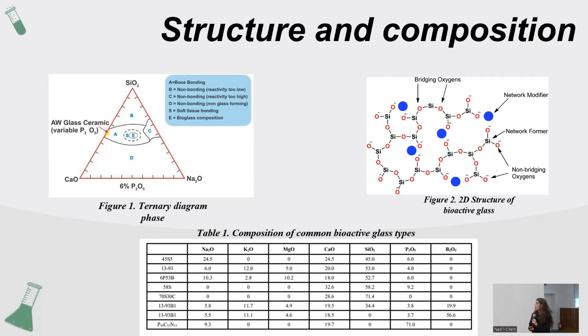We have the structure of bioactive glass, and we can see we have network modifiers and the network former. In this case, the silica and phosphorus pentoxide work as network formers because they are able to create the glass skeleton. And the calcium oxide or sodium oxide are the network modifiers because they can add another oxygen. And in table 1, we have the most common composition of bioactive glass, starting with 45S5 bioglass obtained by Professor Hench.